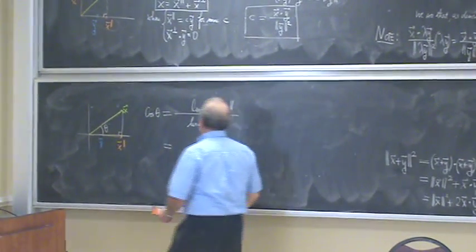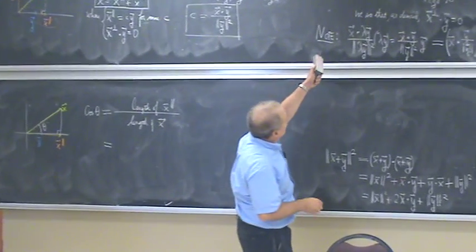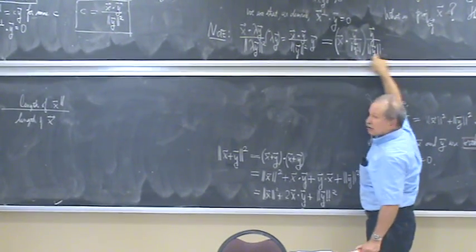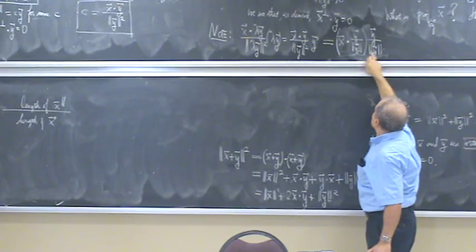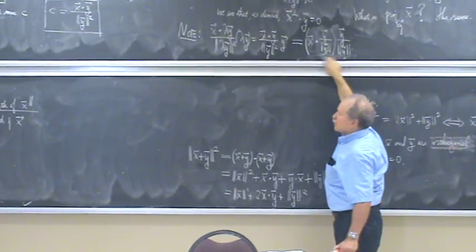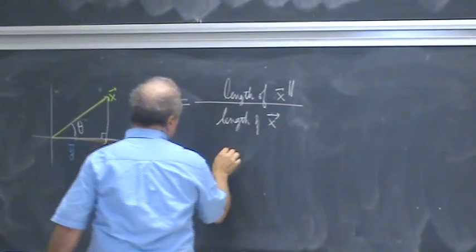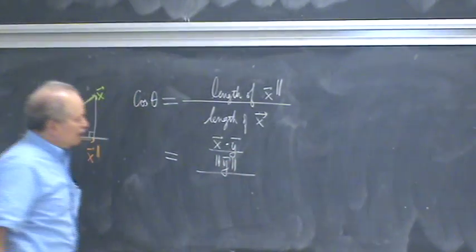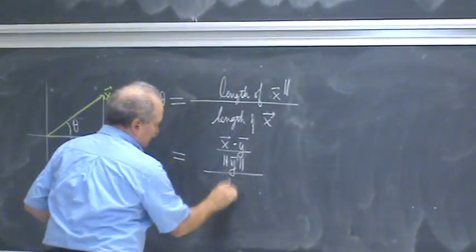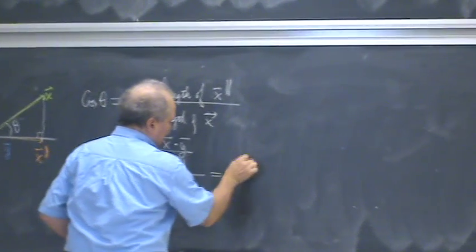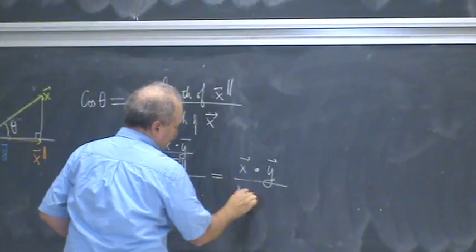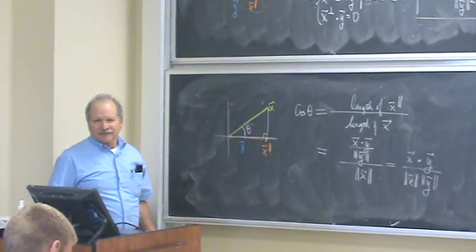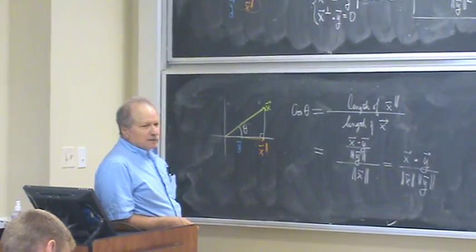Okay, so what's the length of x parallel? There's x parallel. Well, what's the length of this vector? The part on the left, because the other one is a unit vector. This is a unit vector, right? So the scalar in front is going to give you the length. And then I divide by the length of x. And so here's this beautiful symmetric formula: the dot product of x and y divided by the product of the lengths. Beautiful formula.